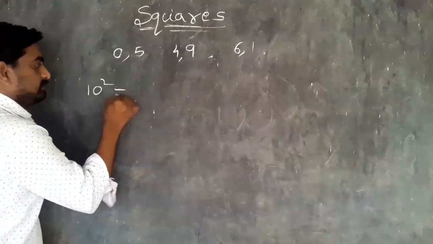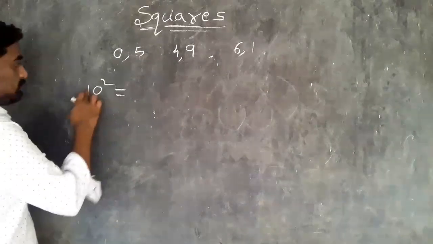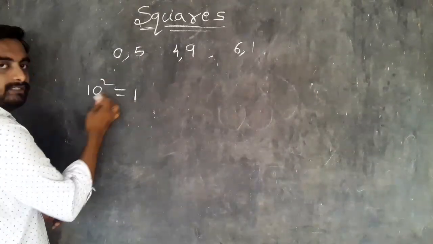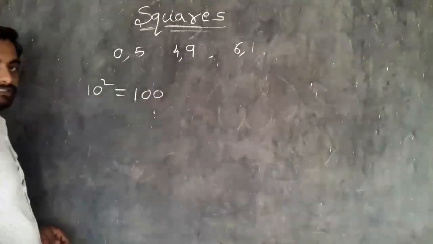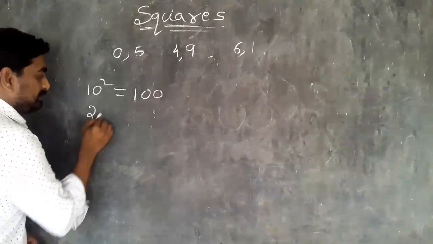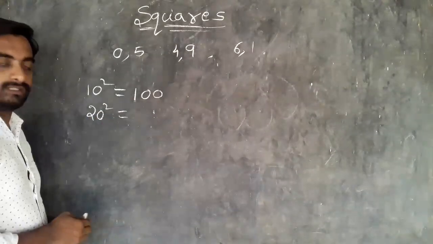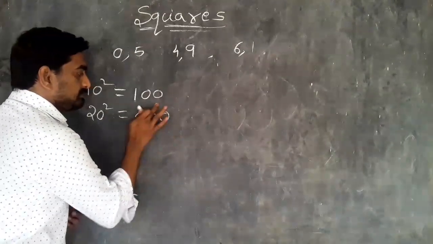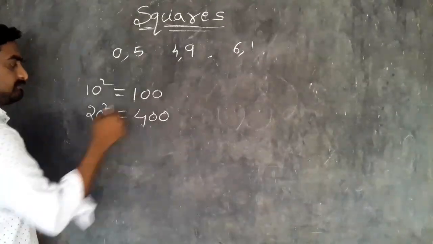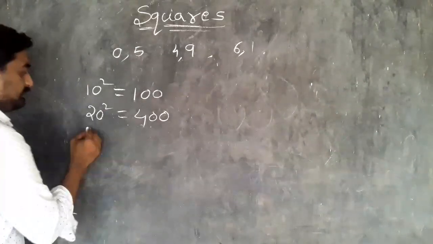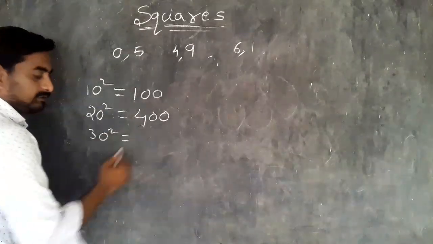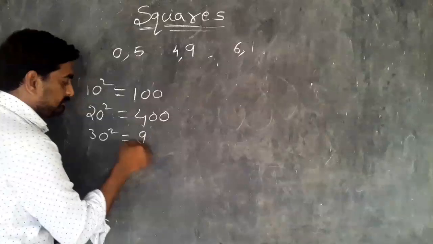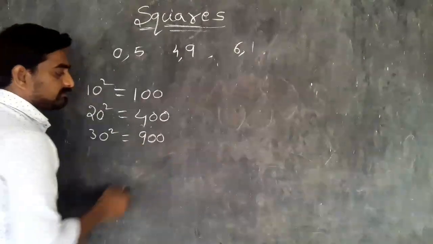10 square is one example. 1 square means 1, and 0 square means 2 zeros. That is the technique. See another number, 20 square: 2 square is 4, 0 square means 2 zeros, so you write 400. Another number, 30 square: 3 square is 9, then 2 zeros.